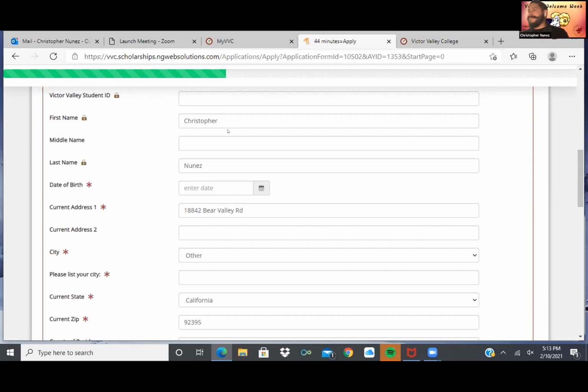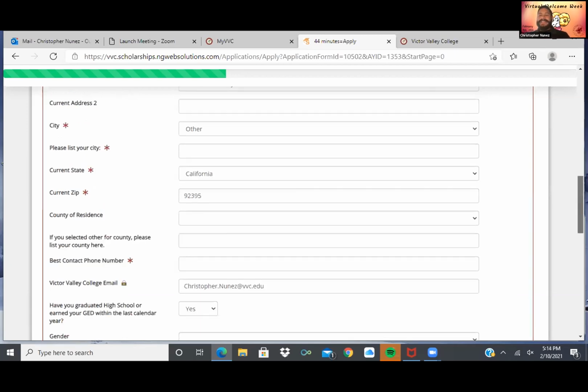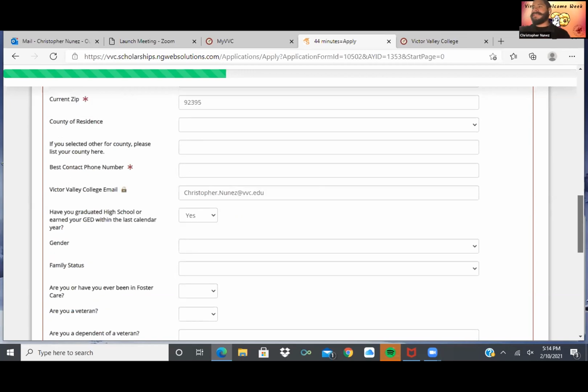So you'll have your name, address. When you list your phone number, please list whatever phone number is easiest for somebody at the school to contact you. Remember, I'm Chris Nunez. I'm the scholarship coordinator. I'm the free money guy. You want to get a phone call from me. So make sure you've got a great number in there. County of residence. Again, anything that has a red asterisk next to it is of course a required field. Anything without that is not required.